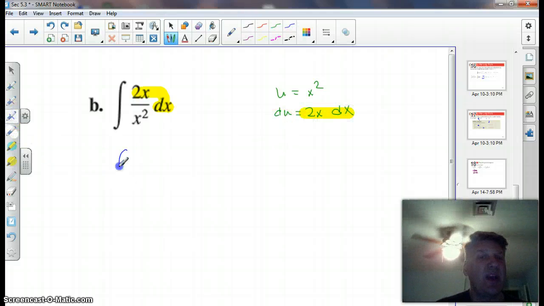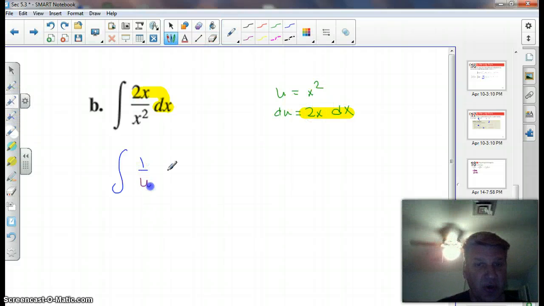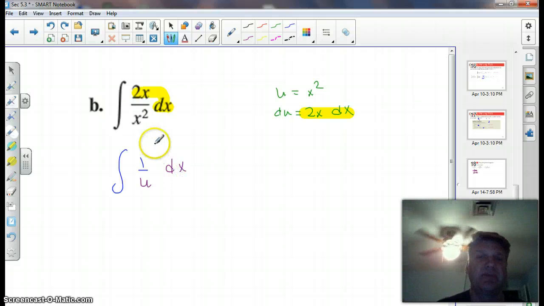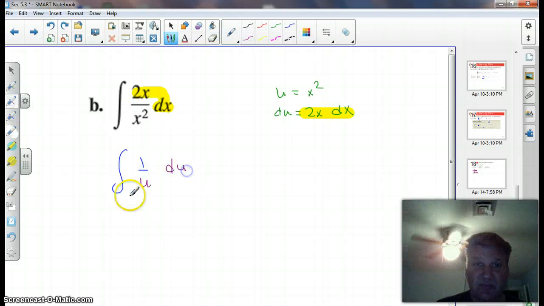So I'm going to try to rewrite this in terms of u. Excuse me, it's not 1 over x squared. I replaced x squared with my u substitution. It's just 1 over u. And then the 2x dx just gets replaced with, sorry, it's late, with du. Oh, and that's very nice.